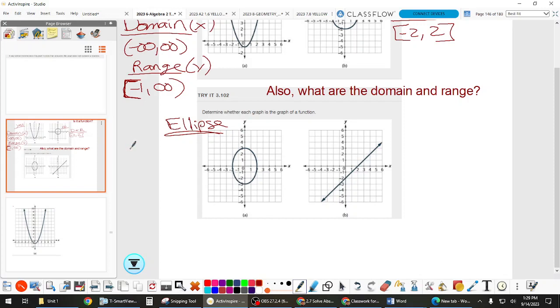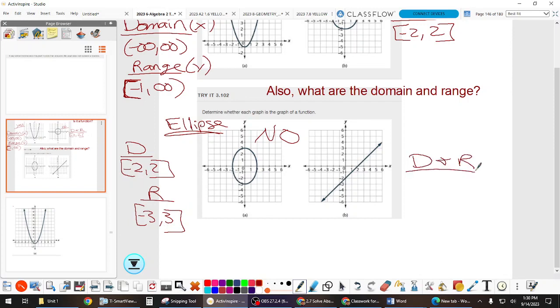So, domain, is it a function, first of all? No. And the domain, -2 to 2 again. How about the range this time? Yeah, you guys are right on top of it. This one, domain and range, both are -∞ to ∞. Okay, and this is a function. All lines are functions. How'd that go?